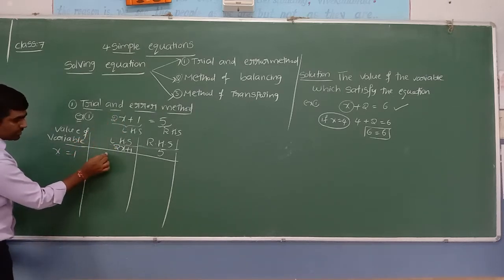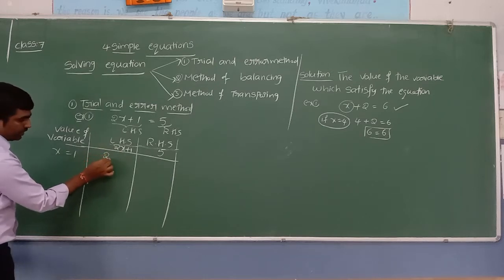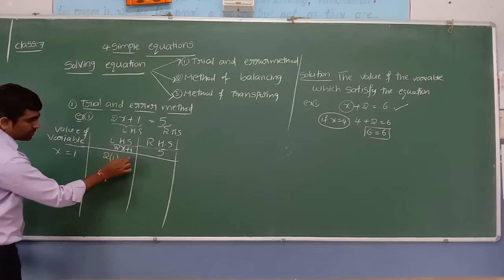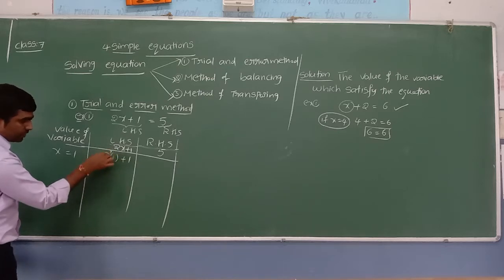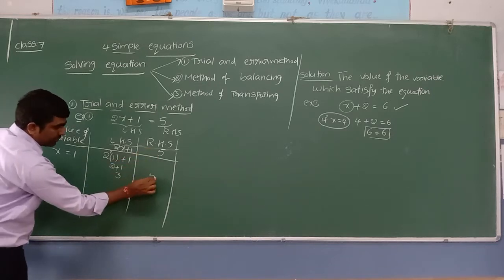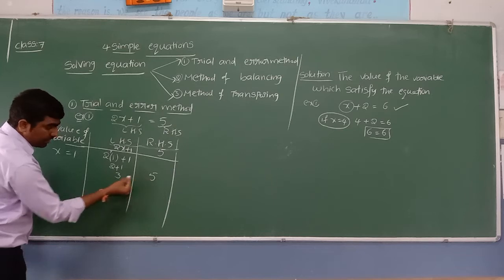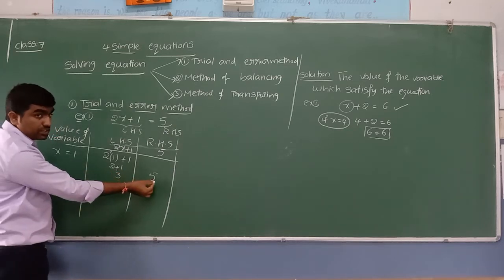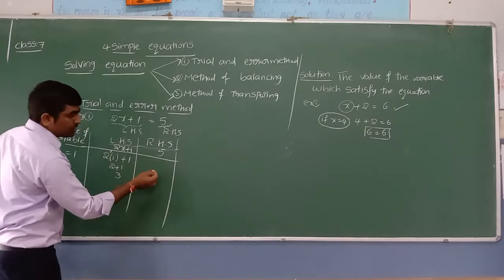So let me substitute in the LHS: 2 into x, where x equal to 1, so 2 into 1 plus 1. The bracket means multiplication here. 2 ones are 2. 2 plus 1, 3. LHS is 3. What is RHS? 5. LHS 3, RHS 5. 3 and 5 are not equal. x equal to 1 is not satisfying the equation. So it is not a solution.